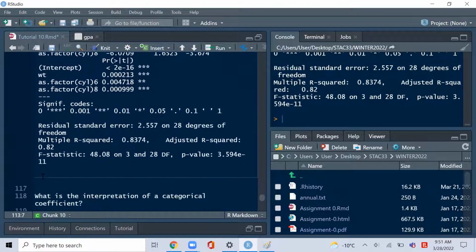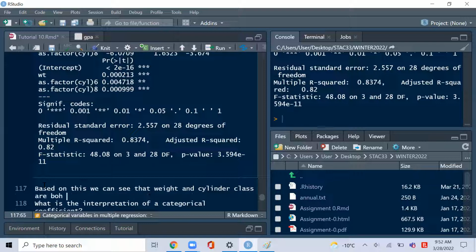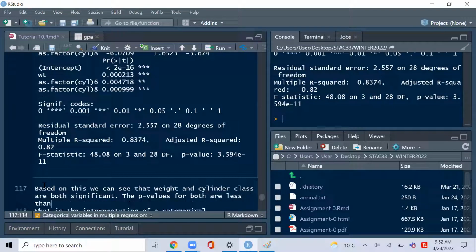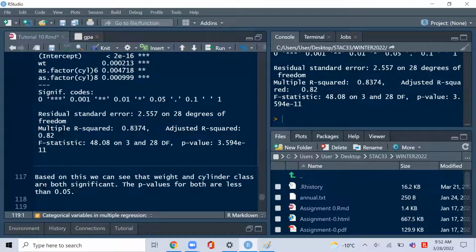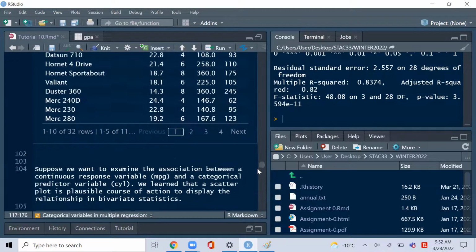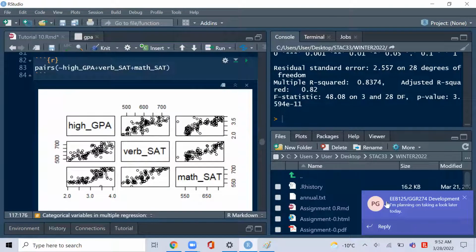So again, based on this, we can see that weight and cylinder class are both significant. The p-values for both are less than 0.05. But I just want to check something. I will check to see how weight is related to cylinder class. Because even though they're both significant, we could have the same problem we had over here, where it appears like the pairs products are all kind of correlated.